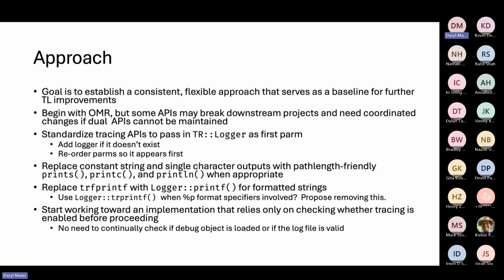The idea is to start in OMR because a lot of the tracing and logging stuff lives in OMR, but changing some of the APIs may break some of the downstream projects. Some of the APIs we could maybe dual maintain. We could have the original file API and we could have a logger API, but some of those changes may not be possible. But if they aren't possible, we may need to do coordinated merges if we need to get these changes in together.